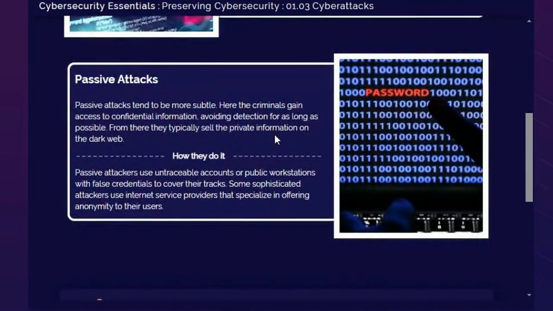A passive attack tends to be more subtle. Here, the criminals gain access to confidential information. They avoid detection for as long as possible. They don't want you to know that they're in there. And from there, they typically sell this information on the dark web. How do they do it? Passive attackers use untraceable accounts or public workstations with false credentials to cover their tracks. Some sophisticated attackers use internet service providers that specialize in offering anonymity to their users.